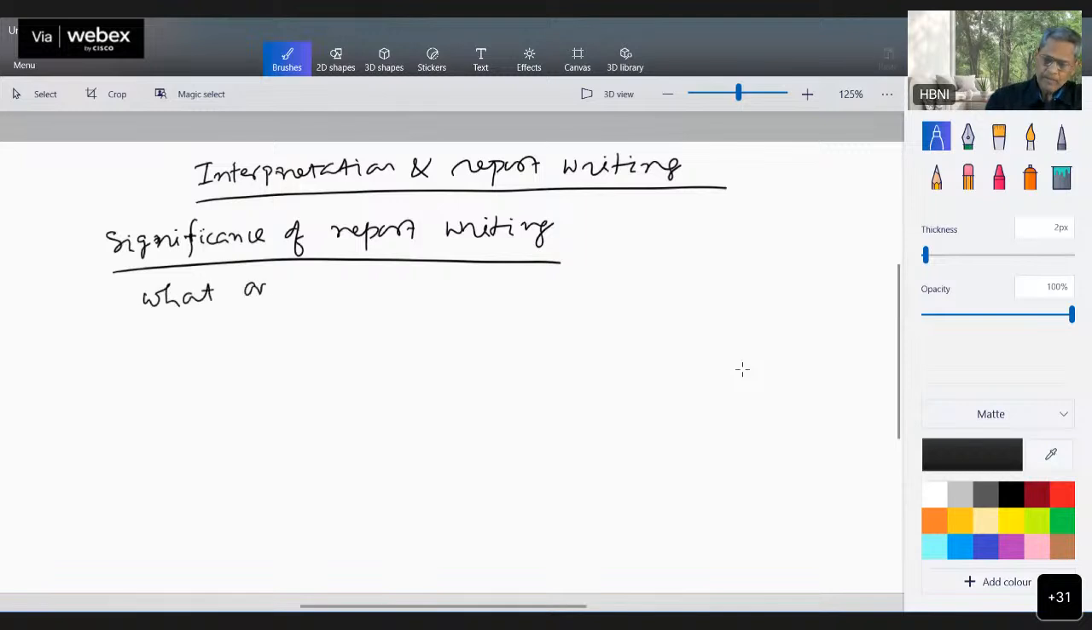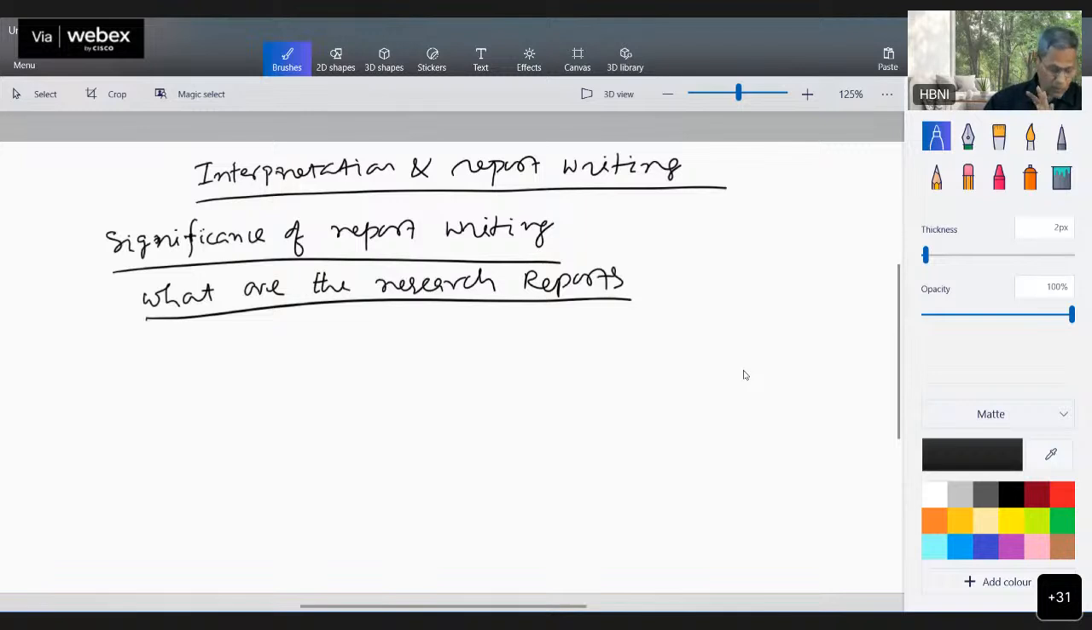What are research reports? Research reporting is an oral or written presentation. It's a presentation of important and useful aspects of research work done by the researcher.